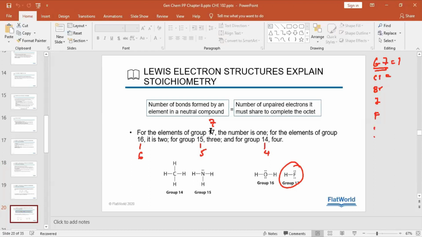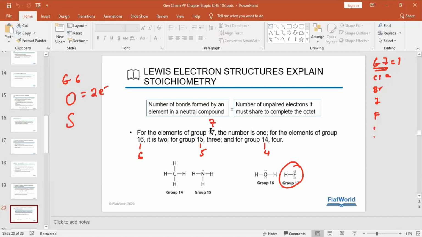For the elements of group 16, which is group 6, give me one example of group 6. Oxygen, right? Oxygen is in group 6. Sulfur is also in group 6. So how many electrons does oxygen need to achieve an octet, to be stable? Basically, oxygen needs how many electrons? 2. Excellent. 2 electrons.